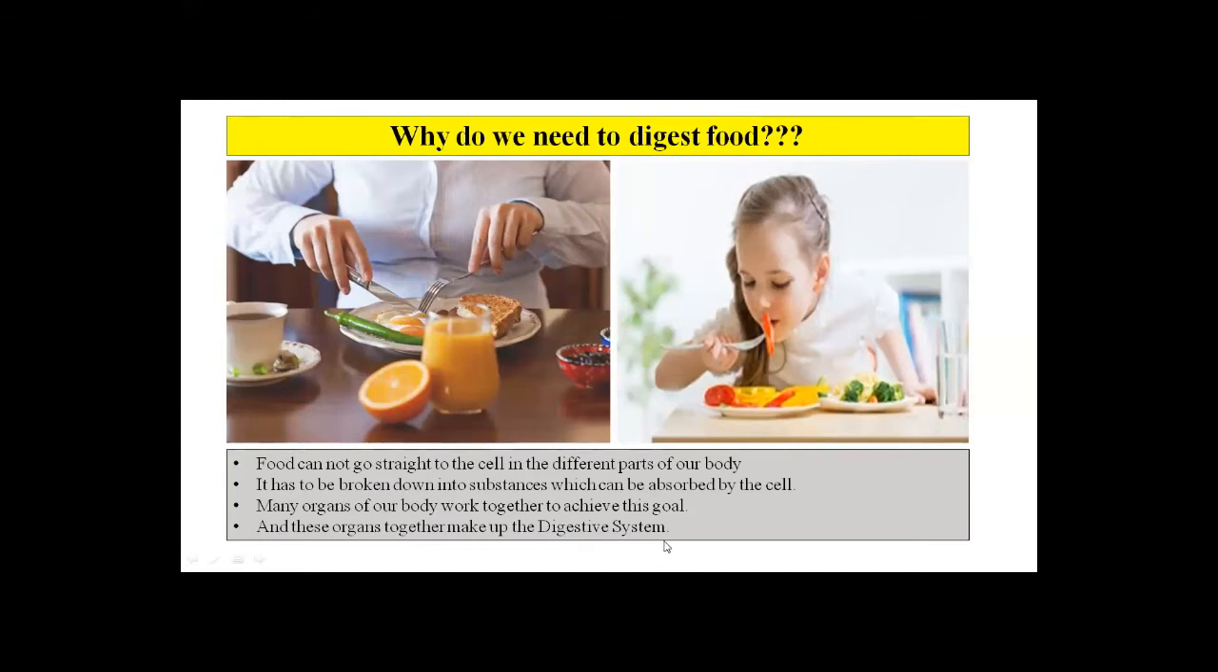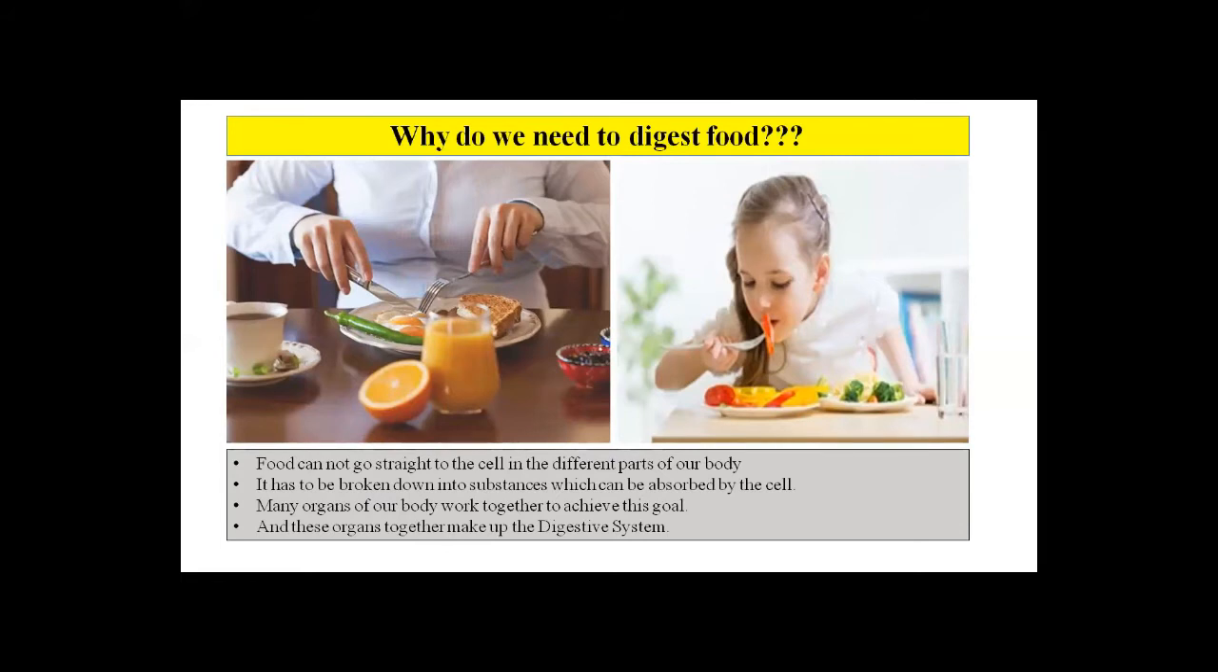Is it clear, students? Why do we need to digest food? Because food cannot go straight to the cells in the different parts of the body, and many organs of the body work together to digest the food. And these organs make up the digestive system.